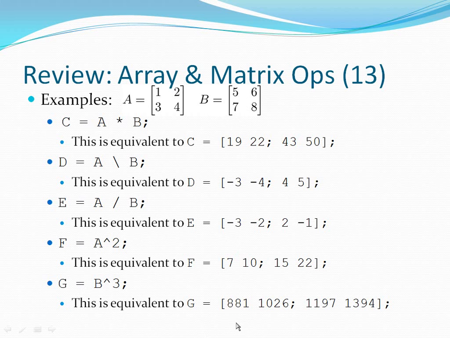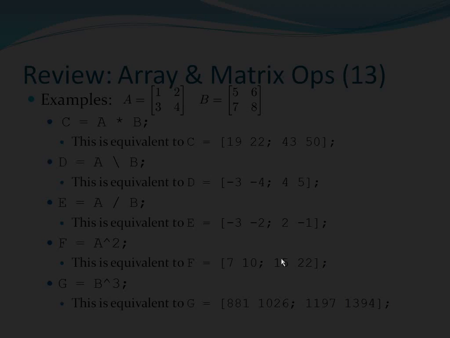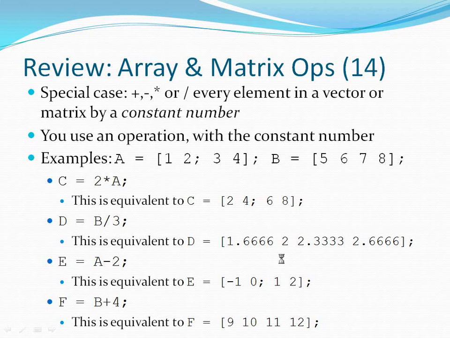Very simple. Special case is if you want to add or subtract or multiply or divide a vector or a matrix by a single number, you can do that very easily. All you got to do is just specify the operation that you want, and then you just specify a constant number before or after, depending on what you want to do. So here's a quick example. I have a 2 by 2 matrix, which is 1, 2, 3, and 4. B is a 4-element vector, 5, 6, 7, 8.